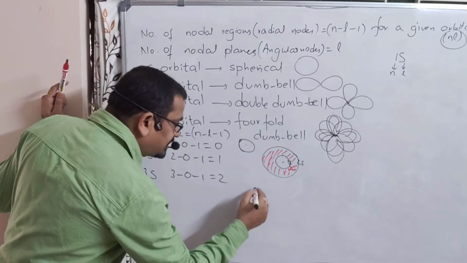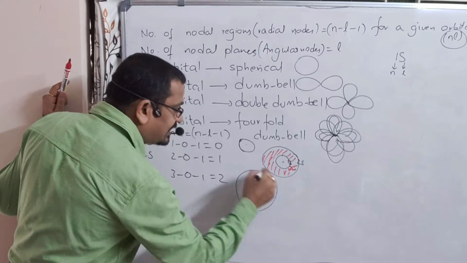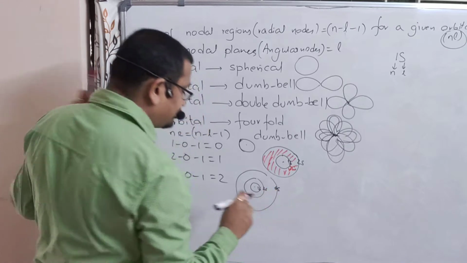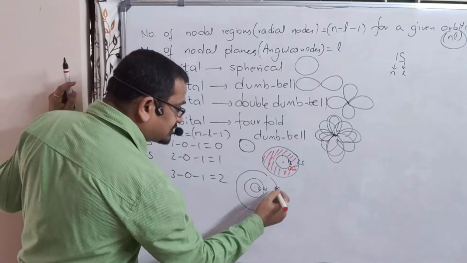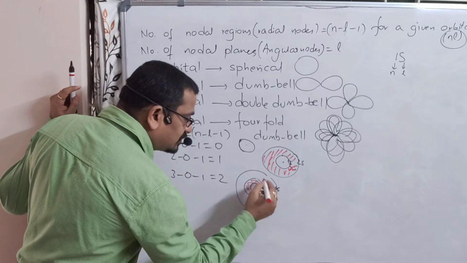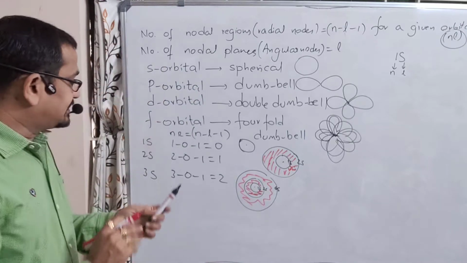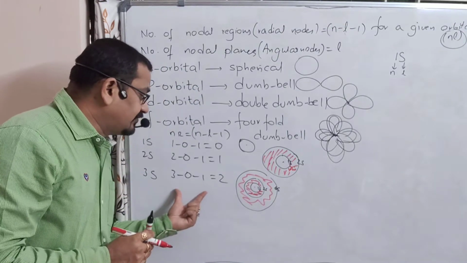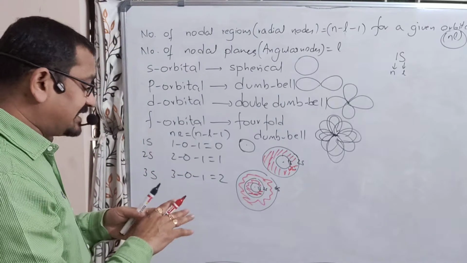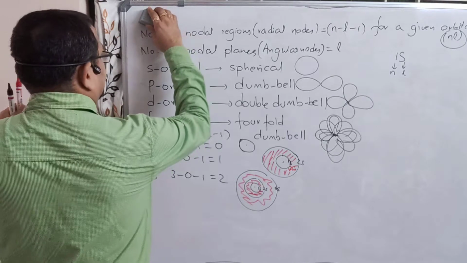Likewise, if you consider 3s, this is 1s, 2s and 3s. For a 3s orbital, totally 2 nodal regions are there. This is one nodal region, this is another nodal region. So like this, we can calculate the number of nodal regions, even the corresponding picture also. Let us apply the same principle for another orbital.